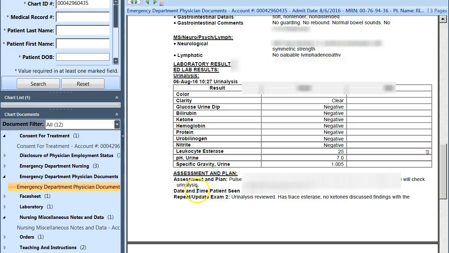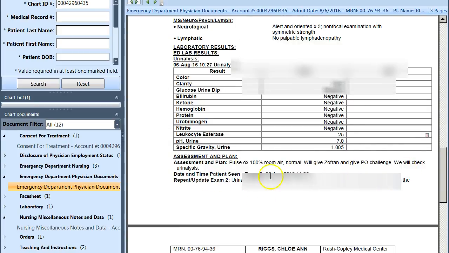So we're going to go into assessment and plan, which is what he does after his examination. He's saying he'll give the patient some Zofran by mouth, and he'll check the urinalysis test. So he's coming back for the repeat exam.